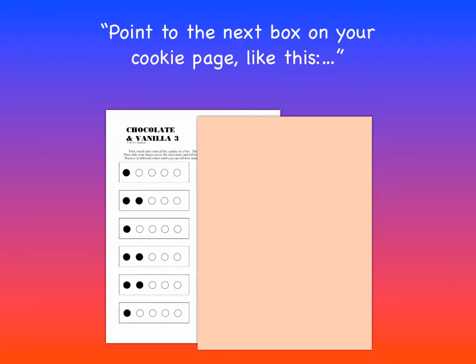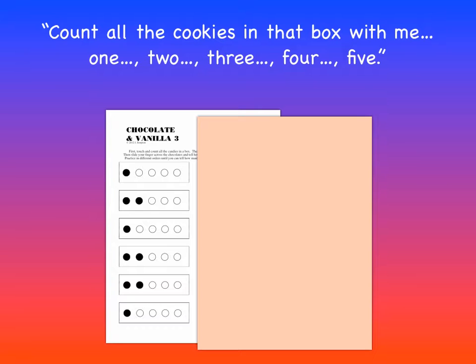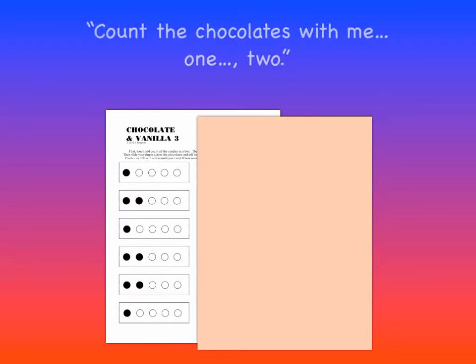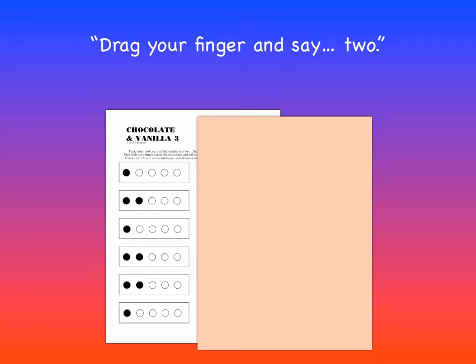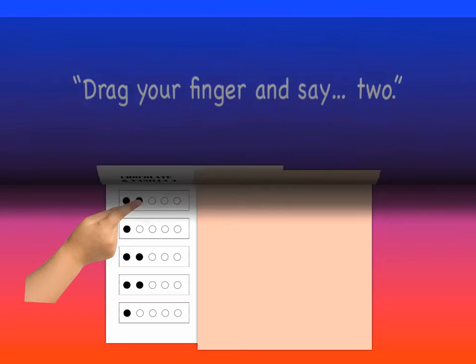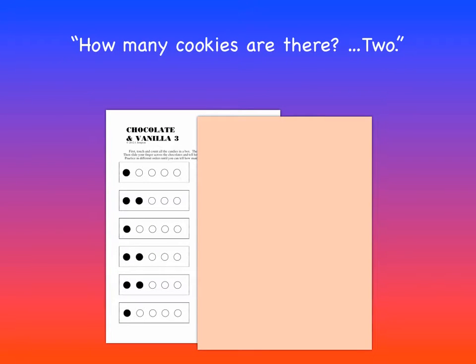Point to the next box on your cookie page like this. Count all the cookies in that box with me. 1, 2, 3, 4, 5. Good counting, everyone. Count the chocolates with me. 1, 2. Drag your finger and say 2. How many cookies are there? 2.